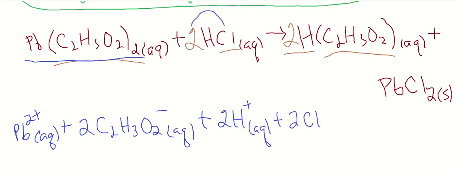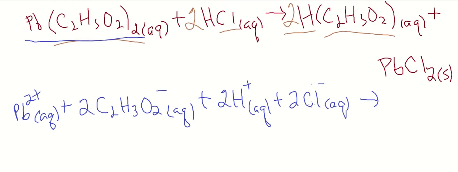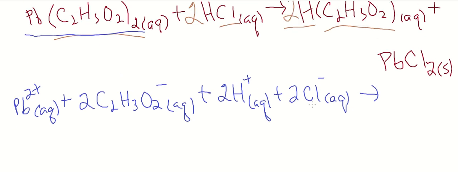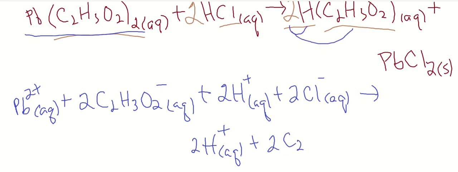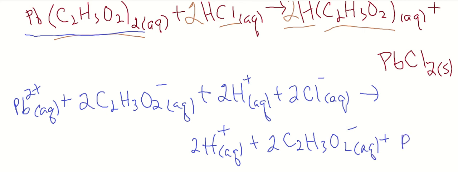All right, don't forget to distribute. And that's going to give us 2 protons and 2 acetates. Don't forget your plus signs. And then finally, our precipitate is lead 2 chloride.